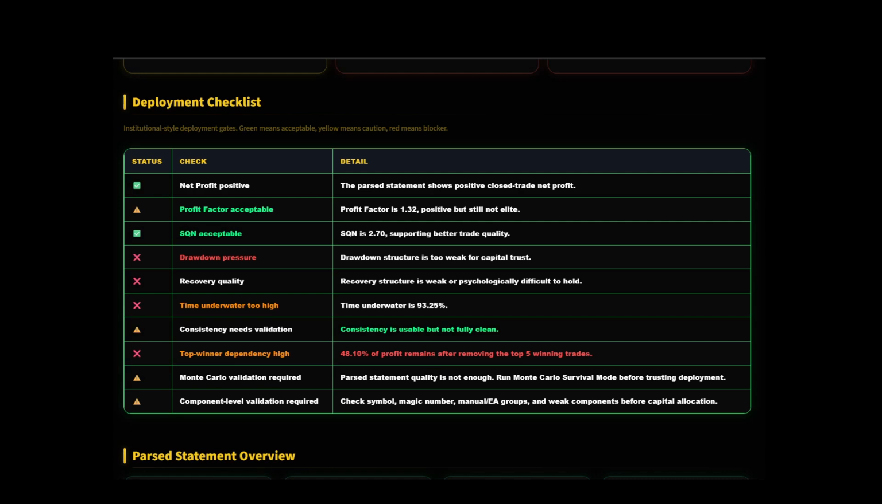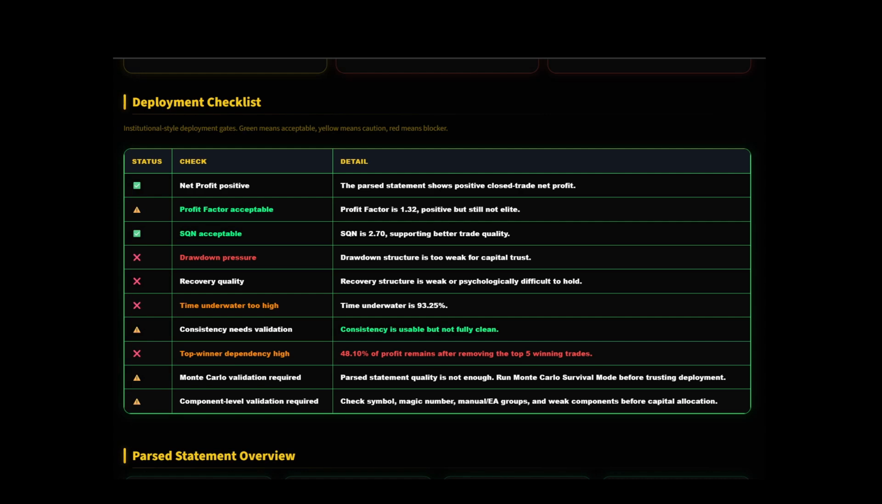But then we also see the blockers. Drawdown pressure is too high. Recovery quality is weak. Time underwater is too high. Top winner dependency is high. And Monte Carlo validation is required before trusting deployment. This is exactly why I built this section. Because a trader should not only know that a system made money, he should know what still blocks trust. Then below that, we get the parsed statement overview.